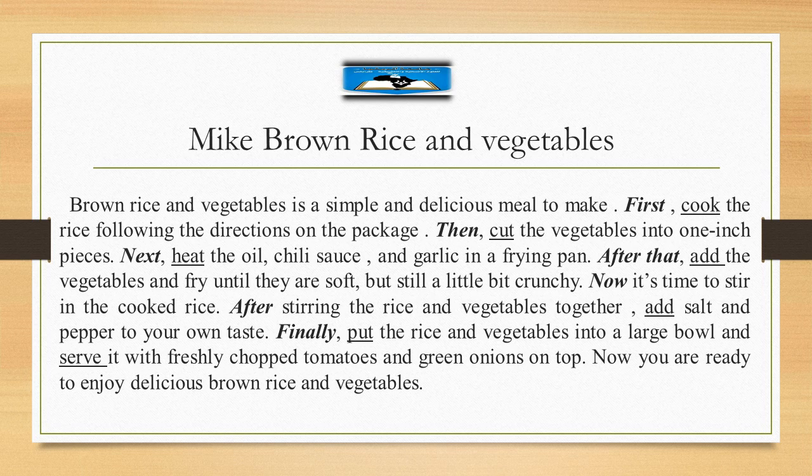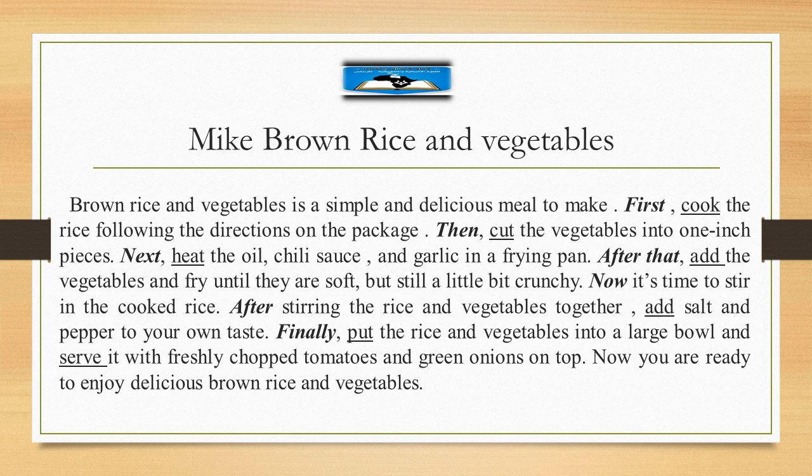So here you're using the imperative form. Okay, cook, directed to the reader. It is directed for you, the reader. Okay, so first cook the rice following the directions on the package. Then, okay, like next, cut the vegetables into 1-inch pieces. Next, heat the oil, chili sauce, and garlic in a frying pan. After that, add the vegetables and fry until they are soft but still a little bit crunchy.